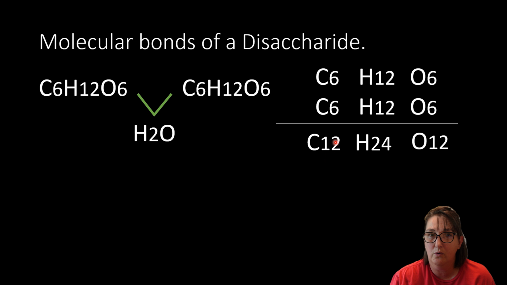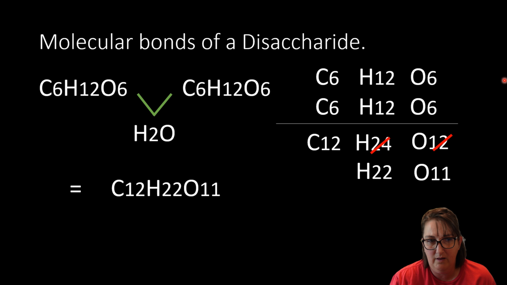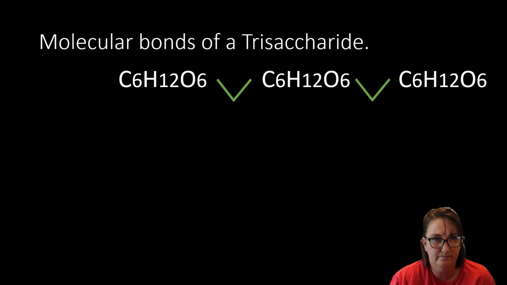If it's a true carbohydrate, I should be 1-to-1. But I have to remember, I've removed this water molecule. So I no longer have these extra 2 hydrogens, and I don't have this extra 1 oxygen anymore. So now I have 22, and now I have 11. Okay, so my formula ends up being this. So now I have a trisaccharide.